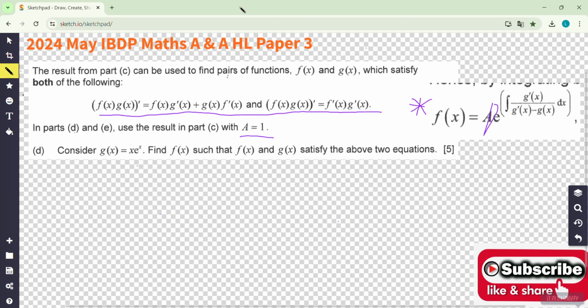Okay, so consider g(x) equals this thing, so find f(x). In here you saw we have a g'(x), so the first step you need to find out g' first, okay? Differentiate this one, so it becomes e^x plus x e^x, okay? And then substitute this g' and g into the equation, so we got f equals the exponential of the integration of g' over g' minus g, which is e^x plus x e^x over g' minus g.